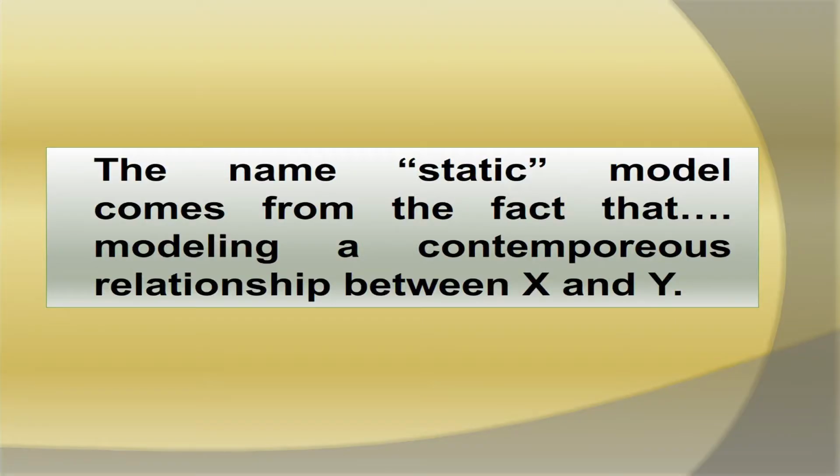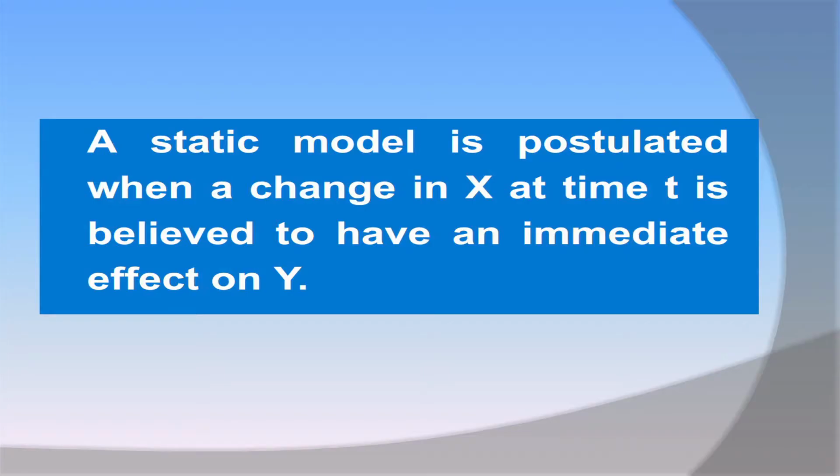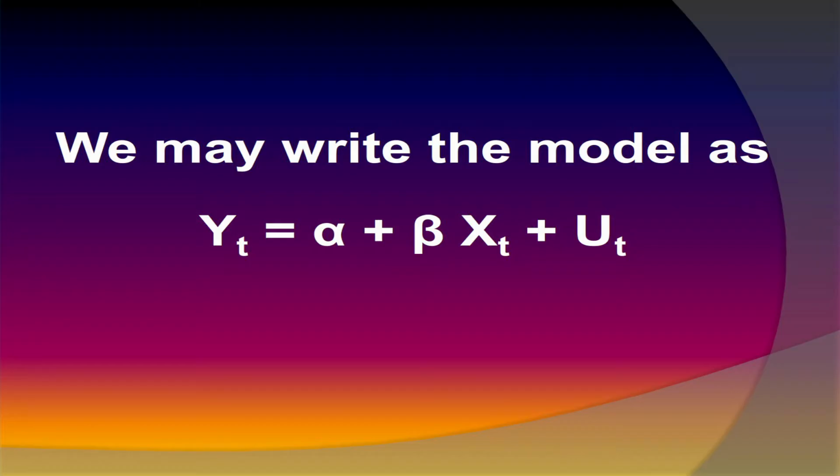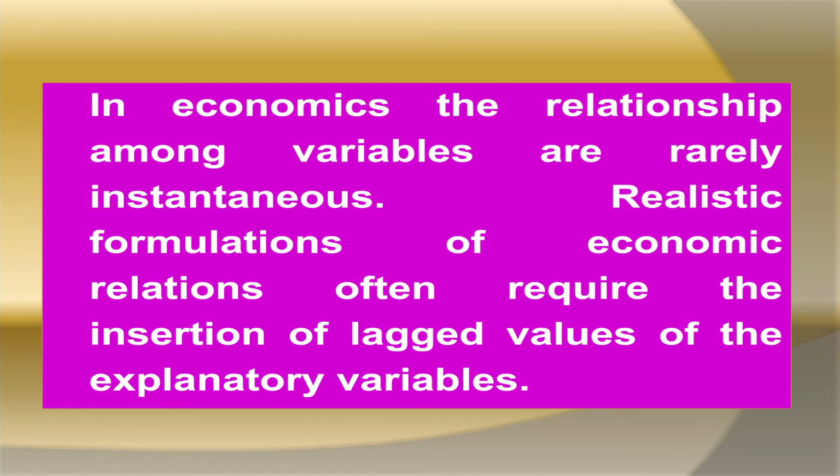The name static model comes from the fact that we are modeling a contemporaneous relationship between x and y. Usually, a static model is postulated when a change in x at time t is believed to have an immediate effect on y. We may write the model as y t is equal to alpha plus beta x t plus u t. However, in economic models, the relationships among variables are rarely instantaneous.